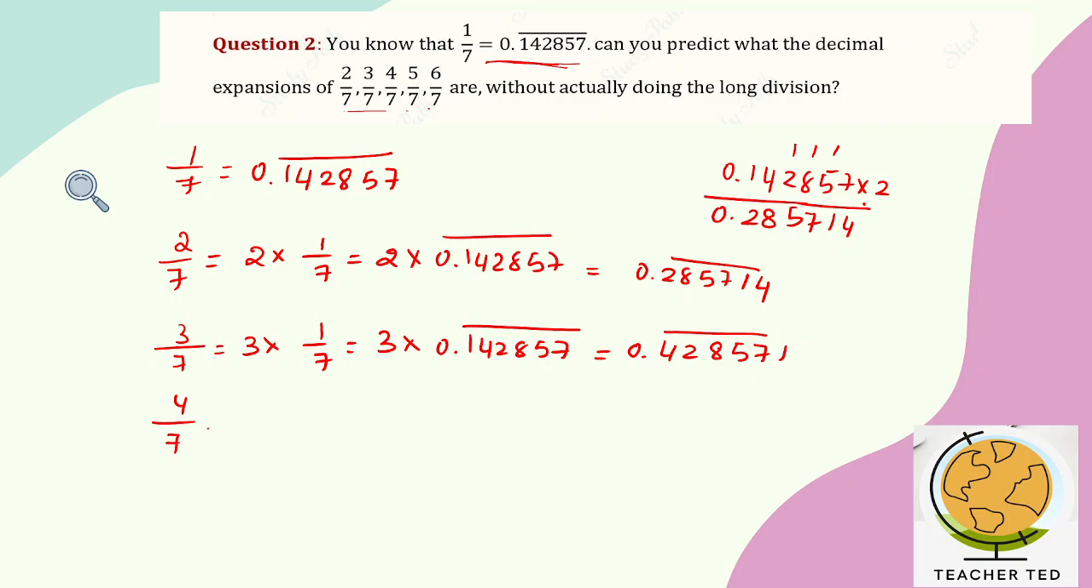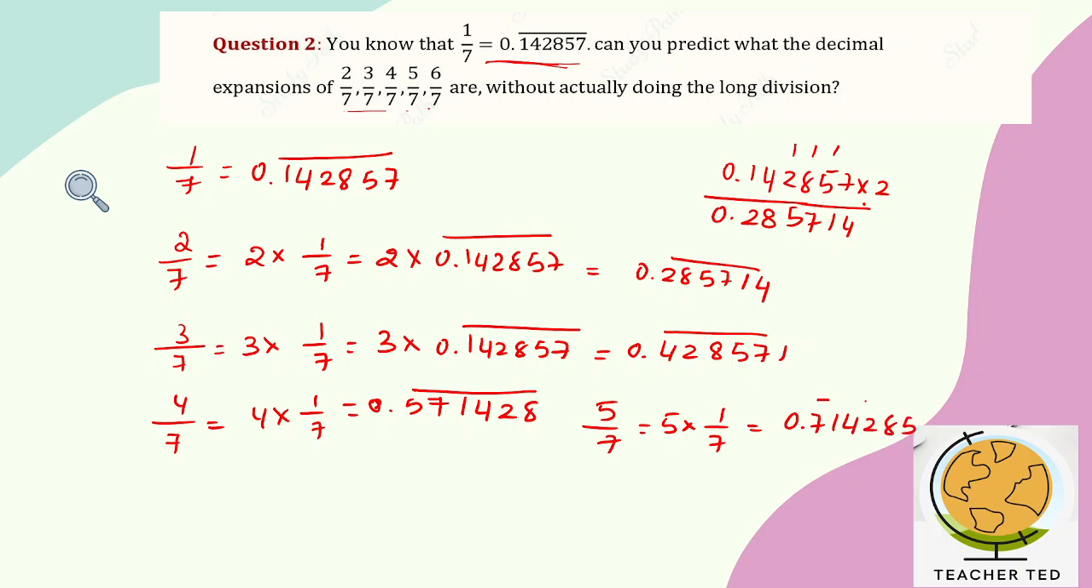Similarly, 4 by 7 can be written as 4 into 1 by 7. So the answer is 0.571428 whole bar. 5 by 7 is written as 5 into 1 over 7. So the answer is 0.714285 whole bar. And the last one is 6 over 7.